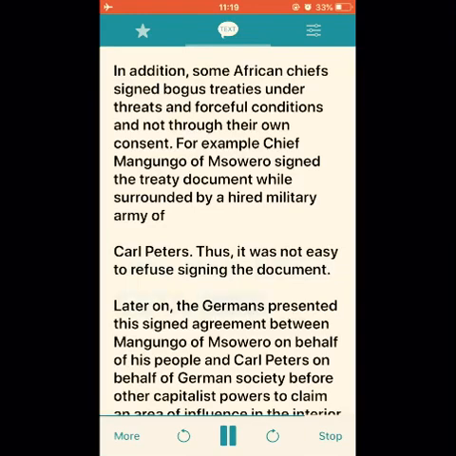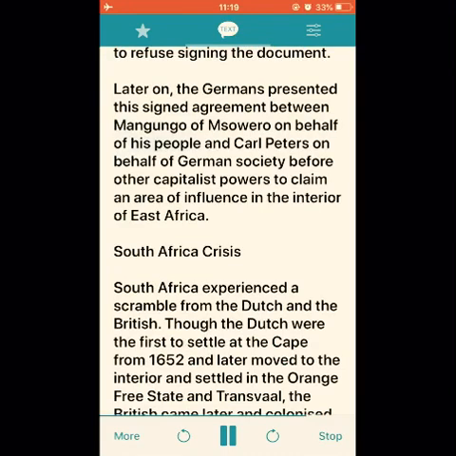Later on, the Germans presented this signed agreement between Mangungo of Mzawero on behalf of his people and Karl Peters on behalf of German society before other capitalist powers to claim an area of influence in the interior of East Africa. South Africa crisis. South Africa experienced a scramble from the Dutch and the British.